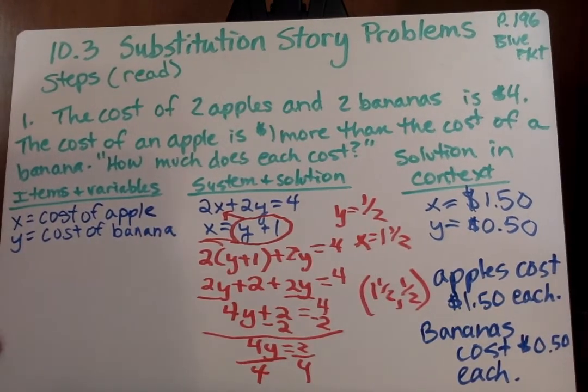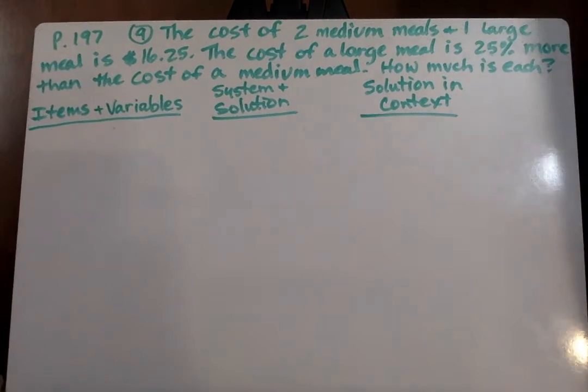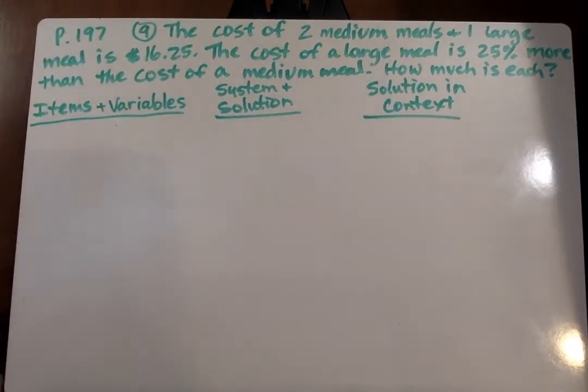If you need to pause that, you can, but we're going to go on to the next page, page 197. And we're going to do number 9. The cost of 2 medium meals and 1 large meal is $16.25. The cost of a large meal is 25% more than the cost of a medium meal.